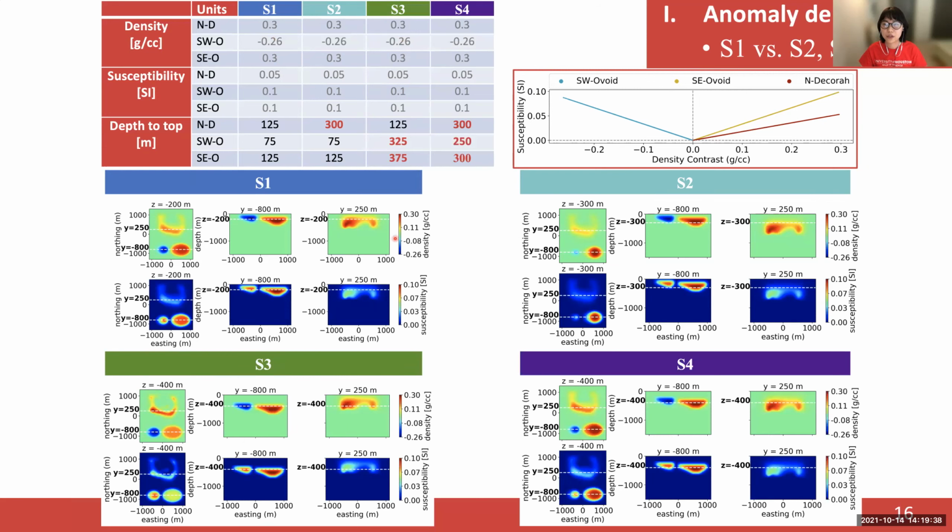And lastly, we have scenario 4, which also shares the same model parameters with the previous 3 scenarios, and it has deeper units for all 3 anomalous bodies. And among the 3 unit bodies, they are at relatively similar positioning to that in scenario 1.